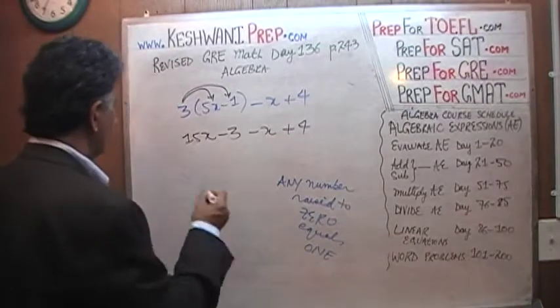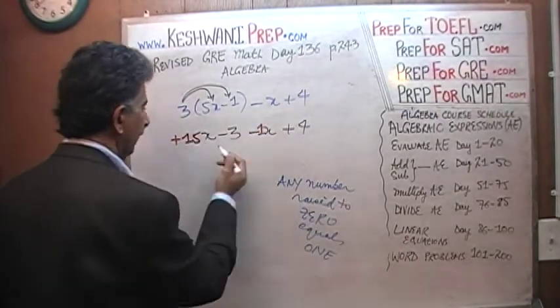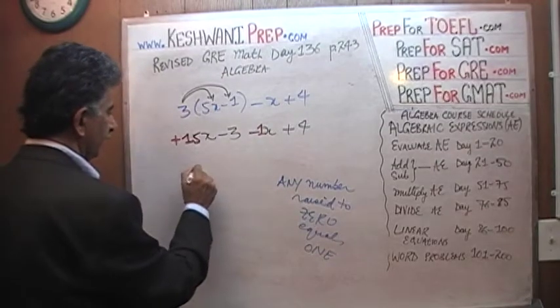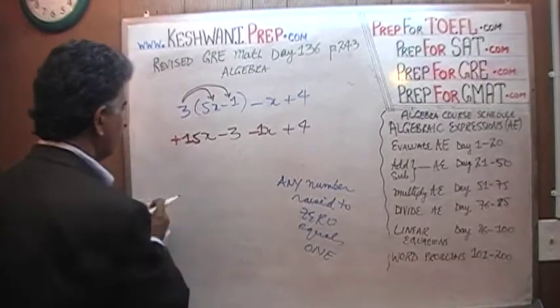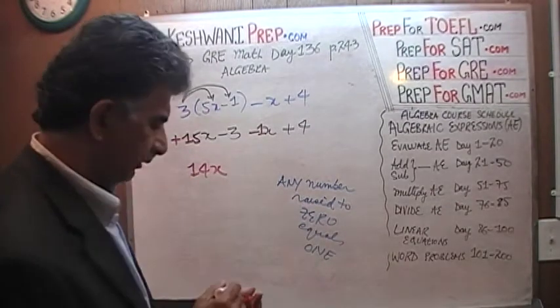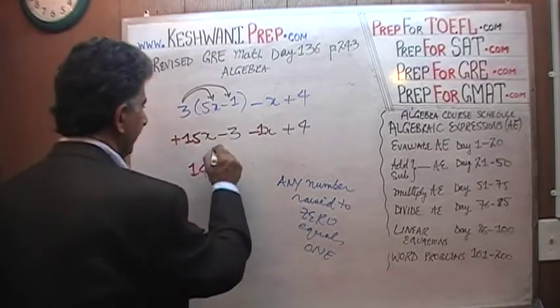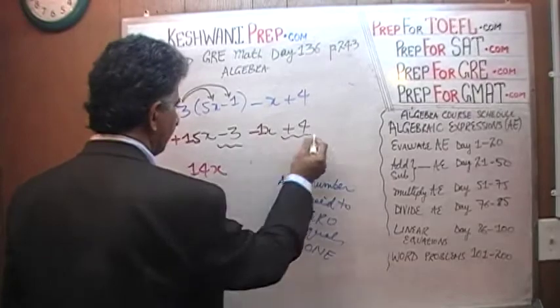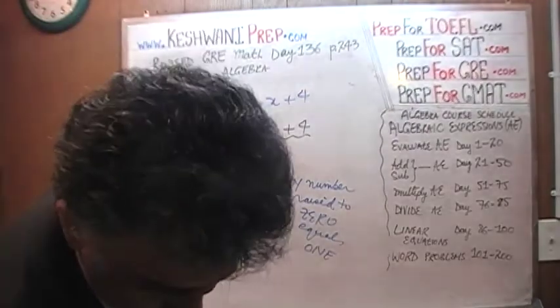Let's take care of the x's first. Here I see positive 15, and here I see negative 1. A positive 15 and a negative 1 is going to give us positive 14x. So that takes care of that part. And then we have to deal with the constant, which is very simple, very straightforward. Here we have a negative 3 and a positive 4, which is going to give us positive 1. So 14x plus 1 is the answer.